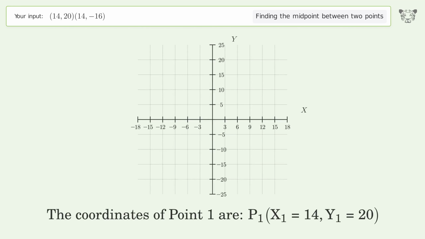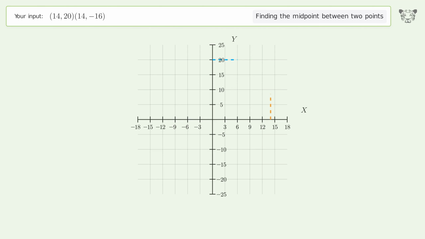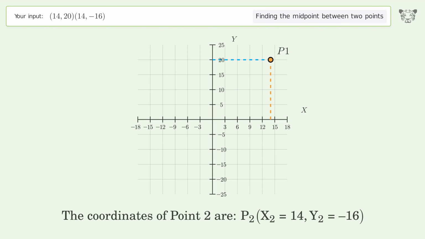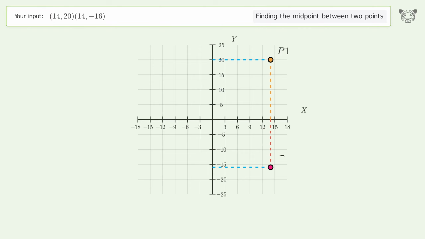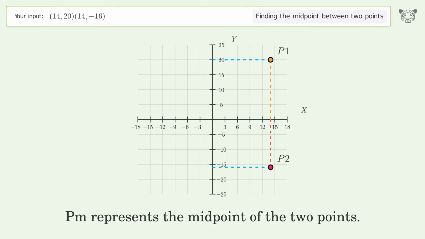The coordinates of point 1 are x1 equals 14, y1 equals 20. The coordinates of point 2 are x2 equals 14, y2 equals negative 16. PM represents the midpoint of the 2 points.